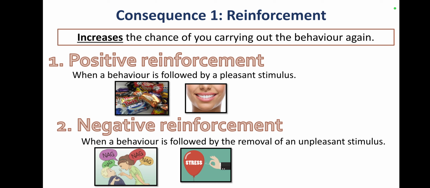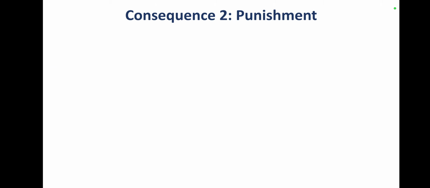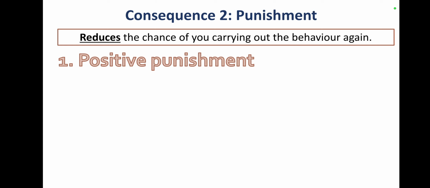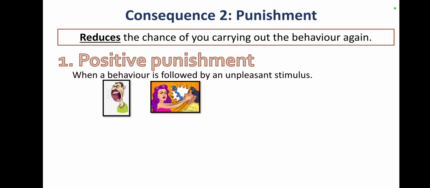All right, so that's reinforcement. And as I've just said, using the analogy of positive means adding and negative means taking away, that hopefully will help you get your head around the difference between the two. Same rules apply for punishment in terms of adding and taking away, but punishment obviously reduces the chances of you carrying out a behaviour again. So if it's positive punishment, adding something, which means that we're not going to carry out the behaviour again, then that clearly is something that you're not enjoying. So adding an unpleasant consequence. So when a behaviour is followed by an unpleasant stimulus, it means that we don't want to do it again.